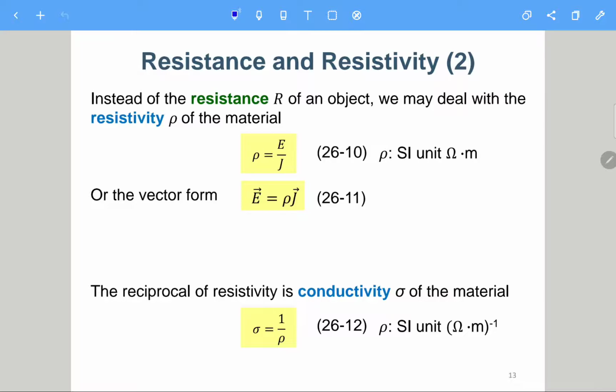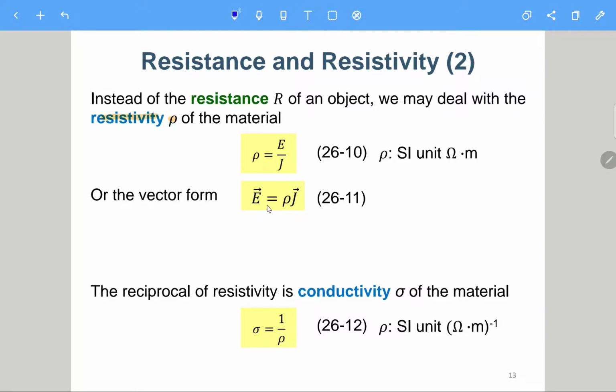So instead of the resistance R of an object, we may deal with the resistivity, rho. The resistivity only depends on the material itself. Maybe it's copper, we have a resistivity like this. And maybe it's silver, then the resistivity may be lower. And if it is gold, the resistivity may be even lower. The resistivity only depends on the material itself and not the geometric shape.